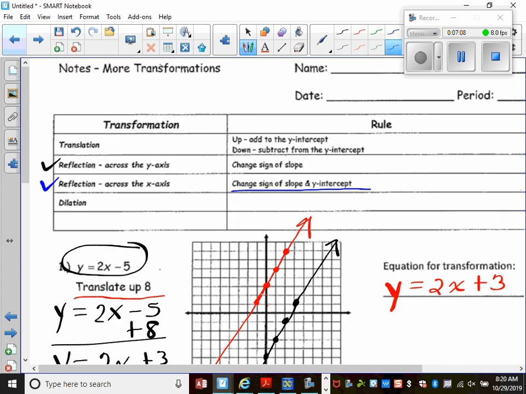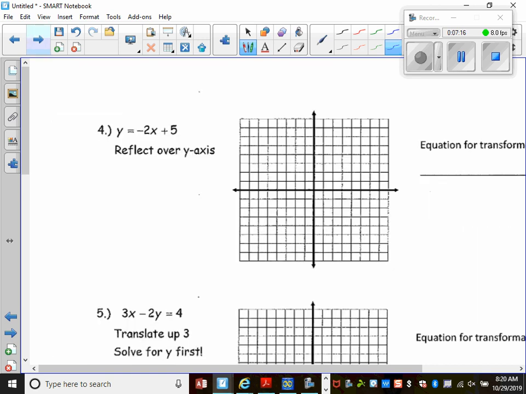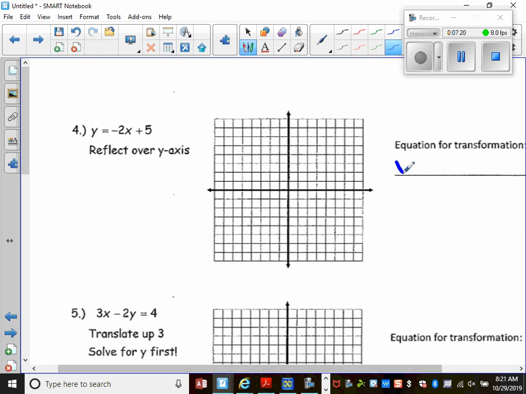So go back to your table. If you reflect over the y, that means you're only changing the sign of the what? Slope. So my new equation would be y equals positive 2x plus 5. So the y-intercept stays the same, right? Only change the sign of the slope.